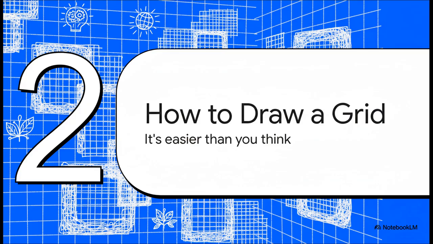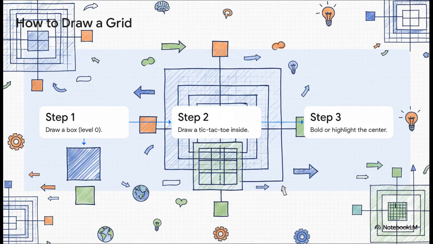Now I know what you might be thinking. Okay, this sounds a little abstract, but what's so amazing about it is how incredibly easy it is to actually do. Seriously, let's look at how you can draw one, like right now. It is literally this simple. You just draw a big box. That's your main topic, your level 0. Then you draw a tic-tac-toe grid inside it. Boom, 9 smaller boxes. And last, you just bold or highlight that center square, which is usually where you put your main point or summary. That's it. You've just created a powerful structure for organizing any idea.